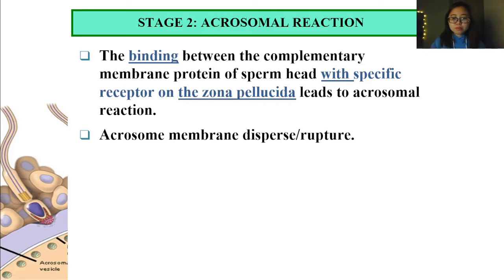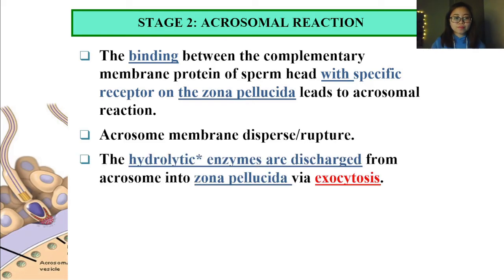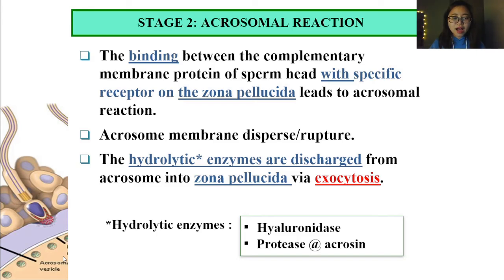Acrosome membrane will disperse or rupture. Membrane acrosome akan buka ataupun pecah. Then the hydrolytic enzymes are discharged from the acrosome into zona pellucida via exocytosis. Dalam acrosome itu ada hydrolytic enzyme ataupun enzim untuk menghadam sesuatu. Okay? Akan dikeluarkan kepada zona pellucida melalui exocytosis. These hydrolytic enzymes are hyaluronidase and protease, also called acrosin. So these are the two main enzymes that are found in the acrosome.